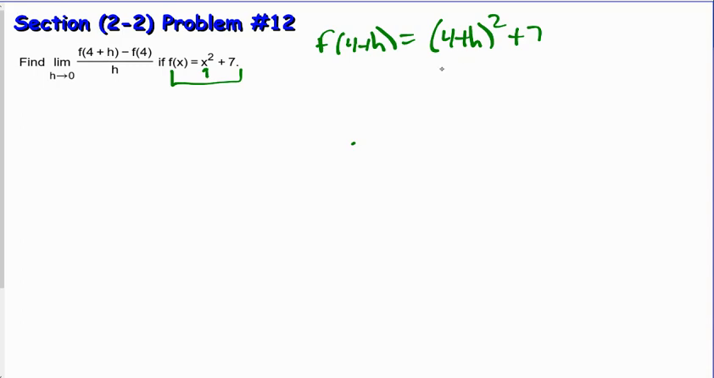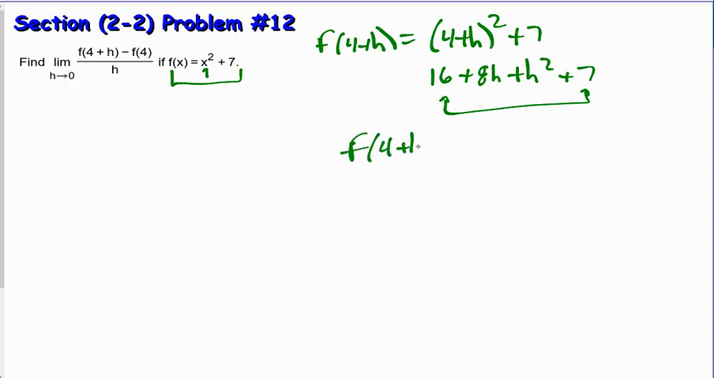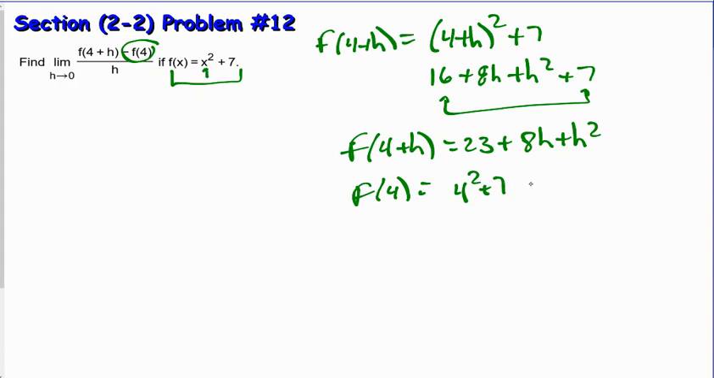Now we can FOIL this. We get 16 plus 8h plus h squared plus 7. And now we can combine like terms, and we can say that f of 4 plus h is 23 plus 8h plus h squared. Now we would like to subtract f of 4 from that. f of 4 is equal to 4 squared plus 7, which is 23.